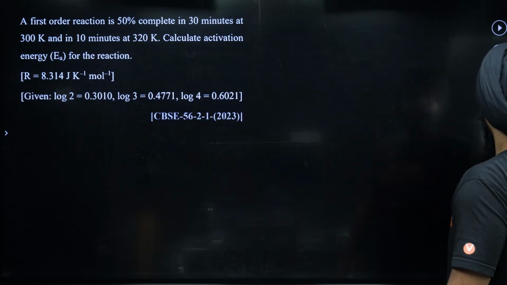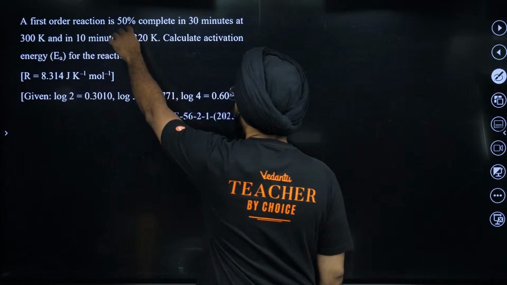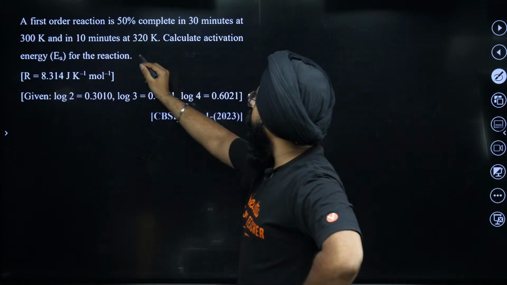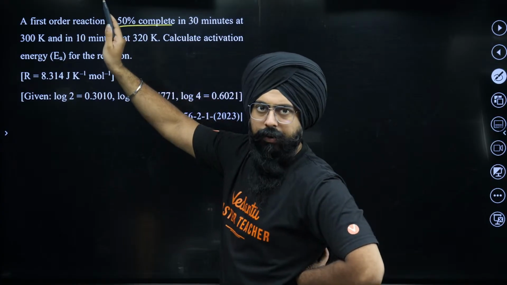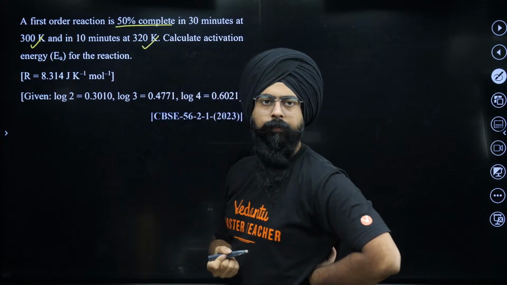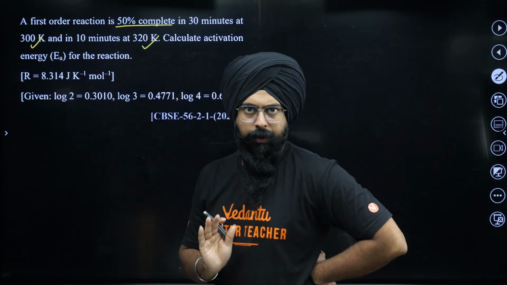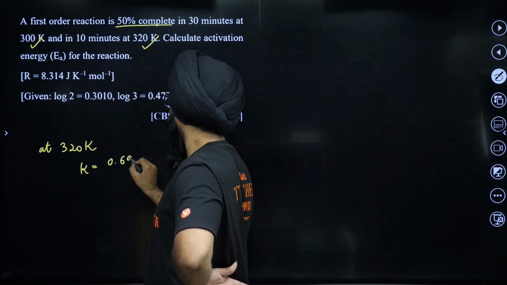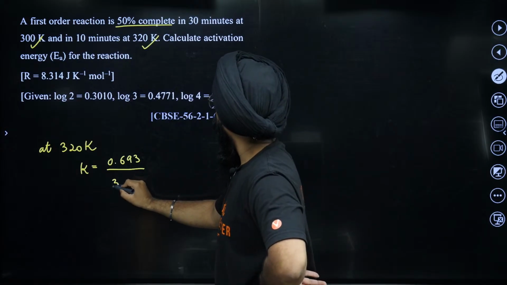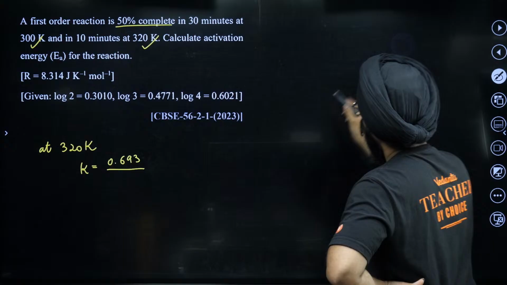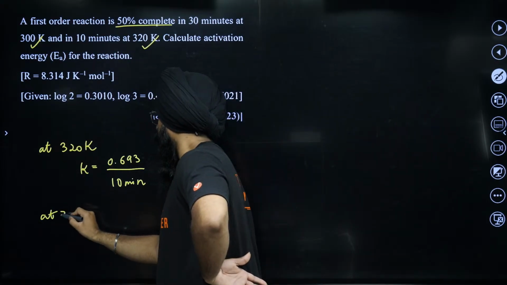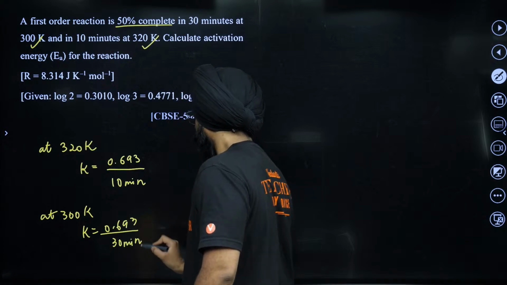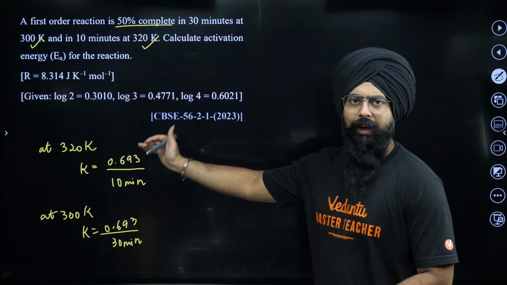Okay. This is a little bit from the Arrhenius equation. The first order reaction is 50% complete in 30 minutes at 300 Kelvin, and in 10 minutes at 320 Kelvin. So basically what it's saying is half-life of the reaction is given at 2 different temperatures. So what I can write is at 320 Kelvin, K is equal to 0.693 by 10 minutes. And at 300 Kelvin, K is equal to 0.693 divided by 30 minutes. Yes, I have 2 different values of K at 2 different temperatures.